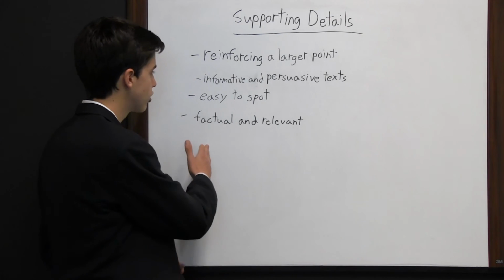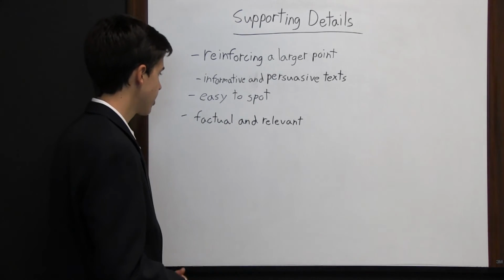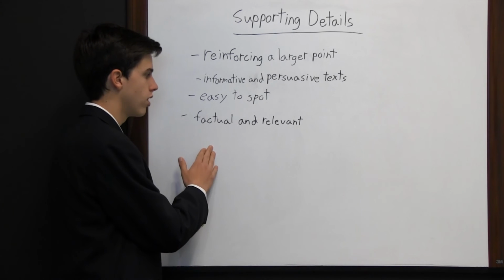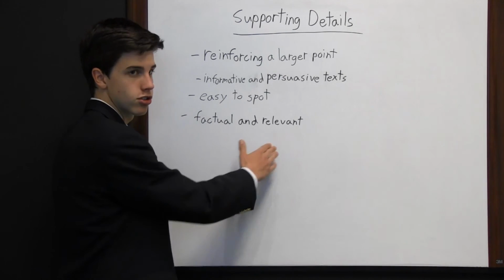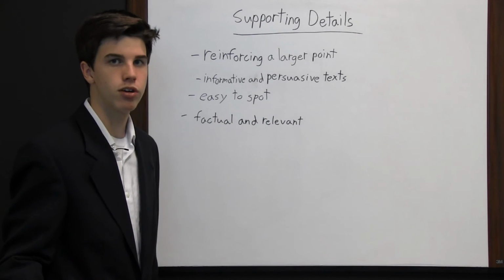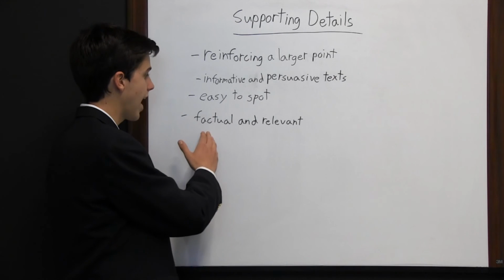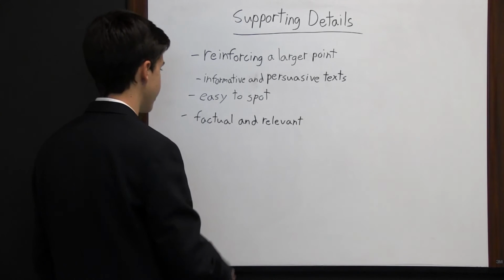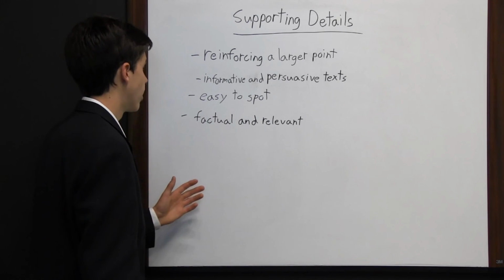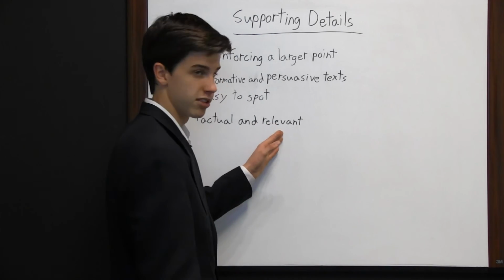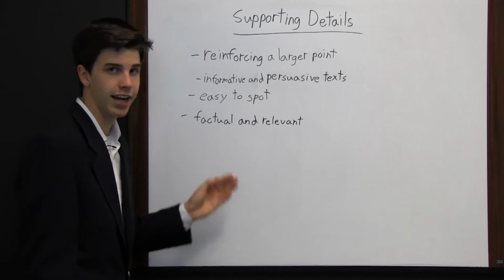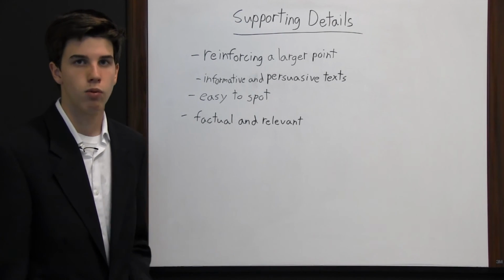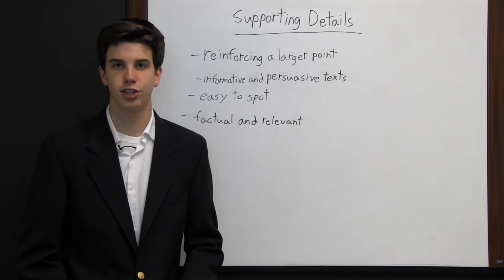They need to be both factual and relevant. Because if something is totally accurate and factual, but it's not relevant to the main idea, then it's no good. The supporting detail needs to be accurate and needs to relate back to the main idea. And if a supporting detail is very relevant, if it pertains to the main idea, but is not accurate, then again, it's no good, because what good is information that is not true?